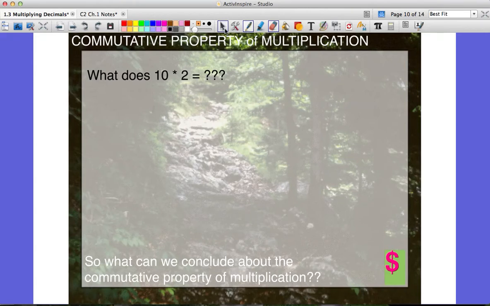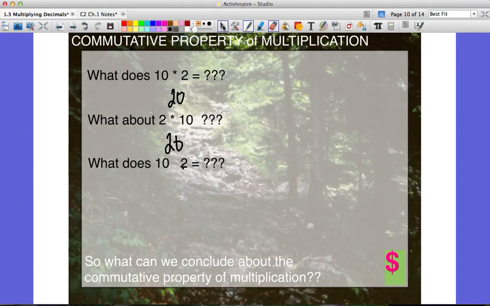The commutative property of multiplication. So what does 10 times 2 equal? Well, we should all know this, that it is 20. So what about 2 times 10? That should give us 20. But now what I really want to make sure that we focus on is if we have 10 divided by 2, what does that give us?